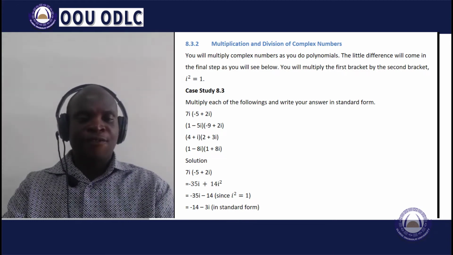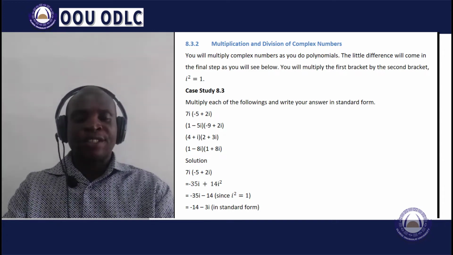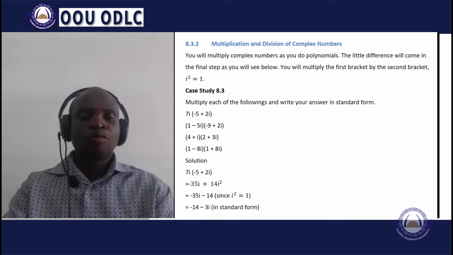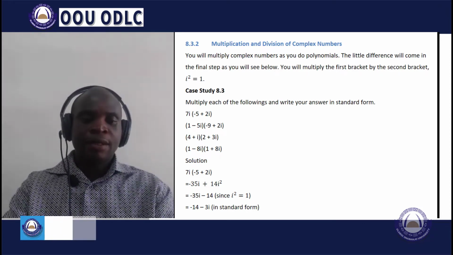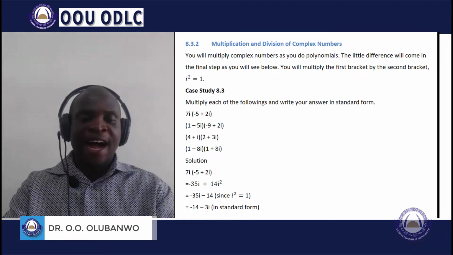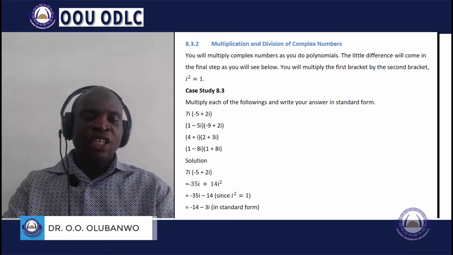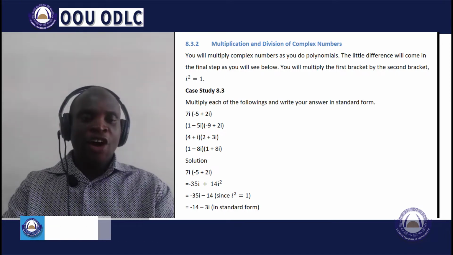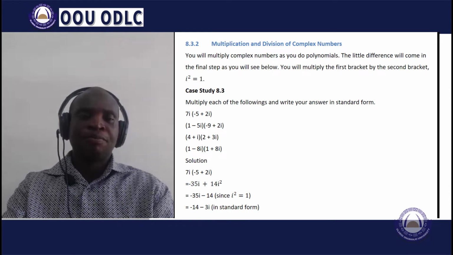Now, to write this in standard form, it simply means you write the real part first and the imaginary part later. So this will be minus 14 minus 35i. Again, it's minus 14 minus 35i. That is standard form for the first problem.